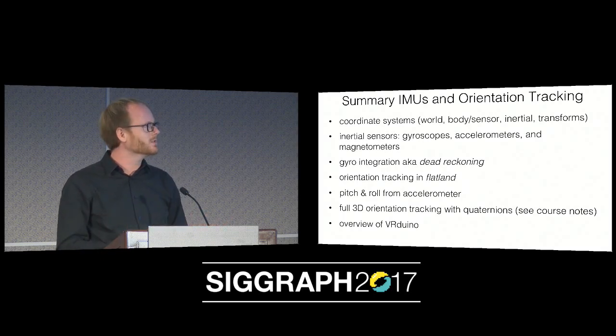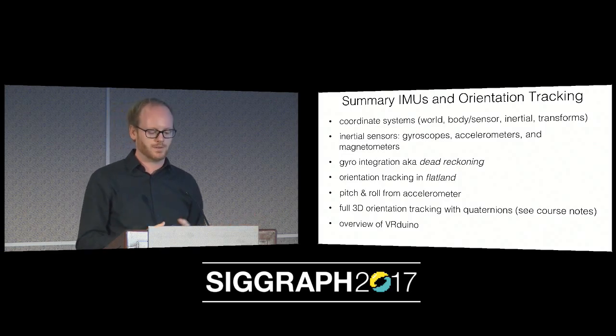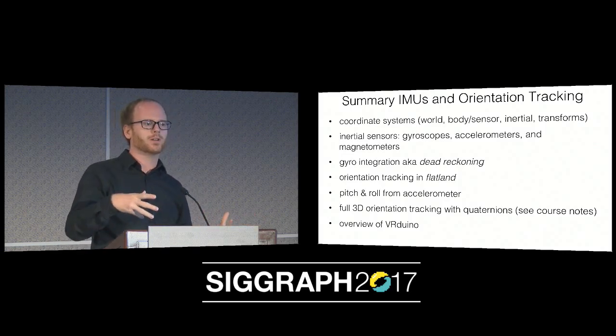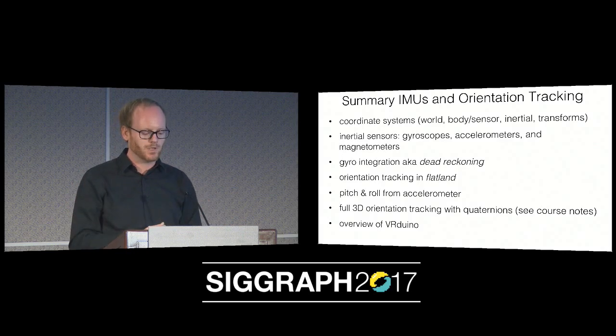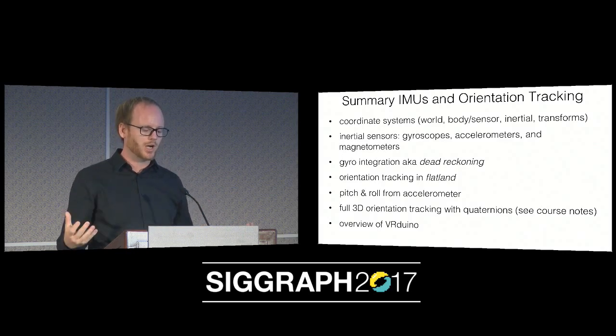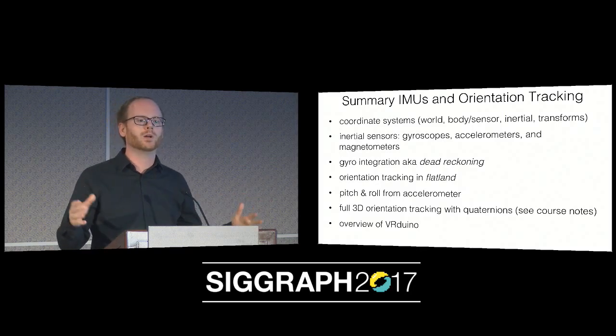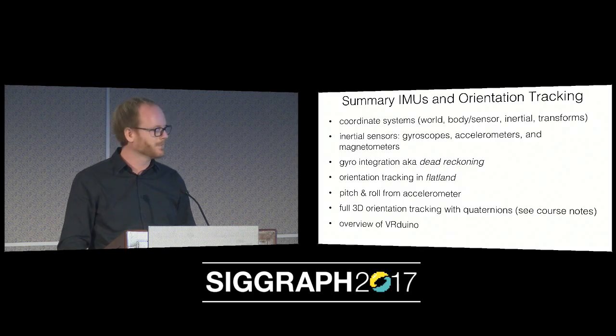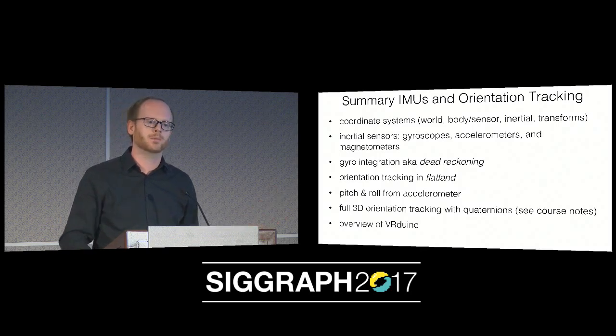So what we talked about was different coordinate systems, the local coordinate system versus the inertial or global coordinate system. We want to be able to track the orientation of the IMU with respect to the global system. Gyro integration, we talked about gyros, accelerometers, magnetometers. Gyro integration is known as dead reckoning. Orientation tracking, flatland, 3D accelerometer. And we gave you a hint of what may be necessary to implement all of this with quaternions in 3D.